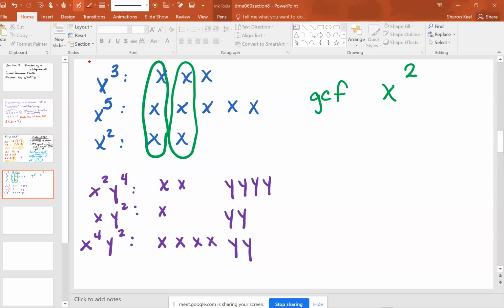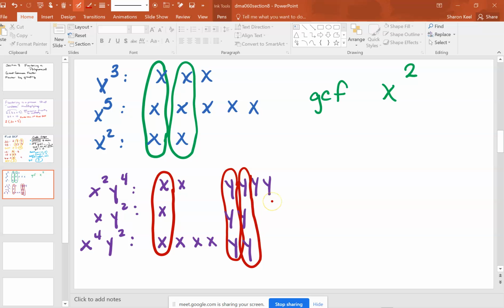So when I'm looking for the greatest common factor for this, they all have 1 x. They do not all have 2, 3, or 4. This one only has the 1. They all have at least 2 y's. They don't have a third and a fourth for all of them. So my greatest common factor is going to be an x and then y to the second power.